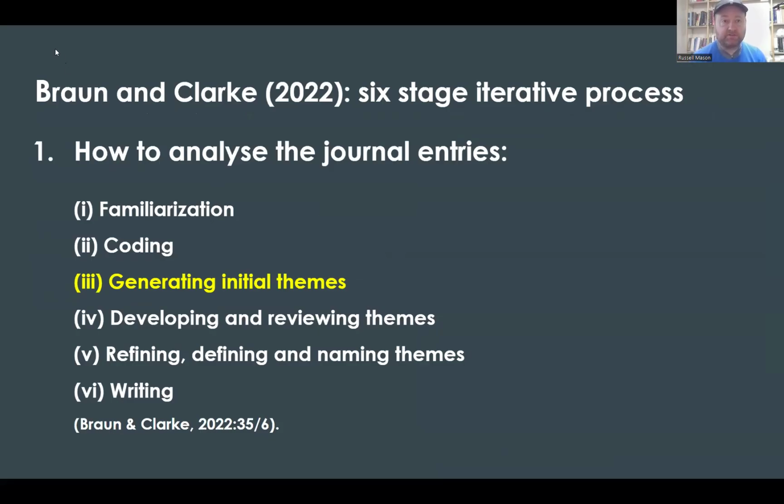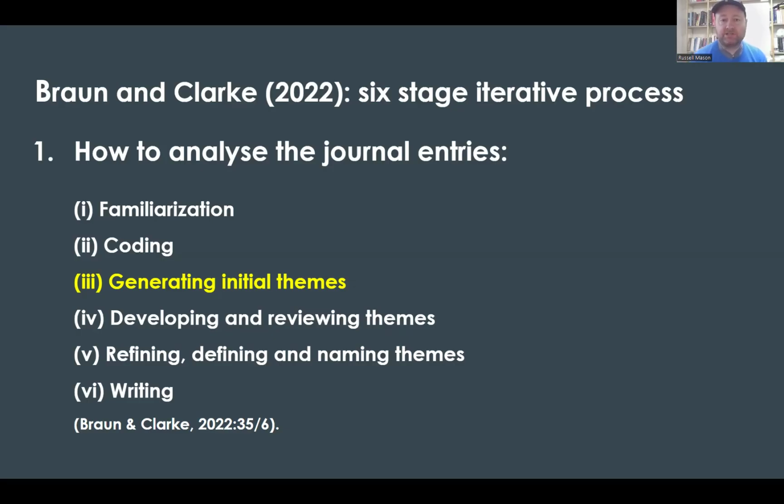Hopefully you've done the familiarization and coding by this point. Remember, I recommended at least two sessions of coding. So perhaps you can do familiarization and coding together, and then do a second coding stage before you move on to the theme generation stage, which is stage three.